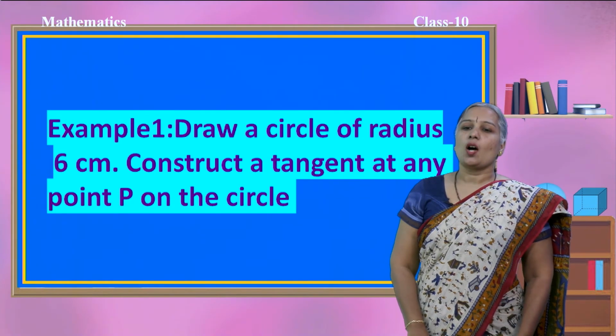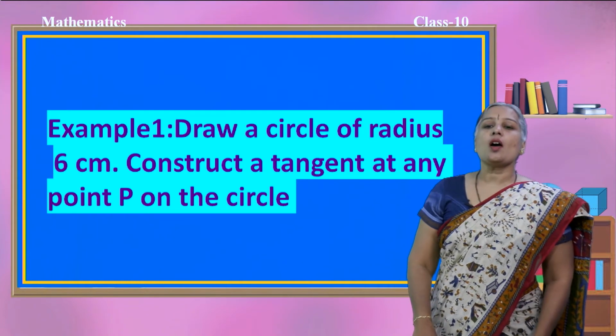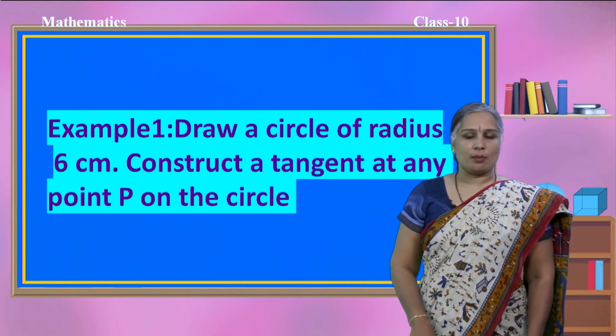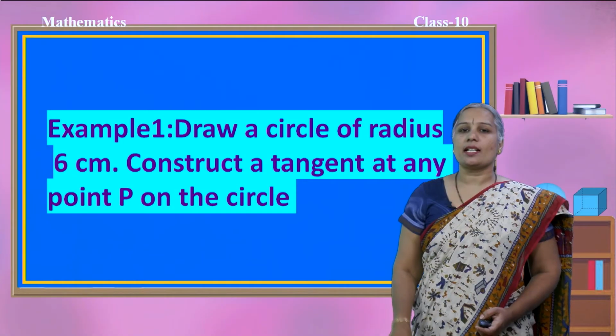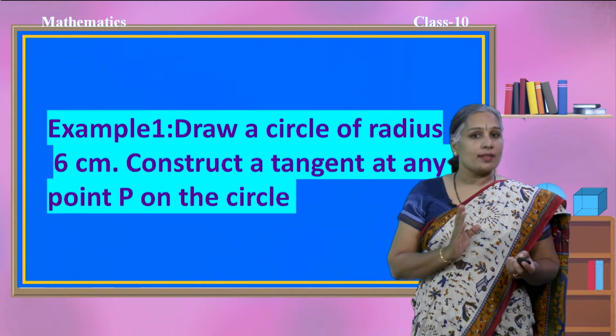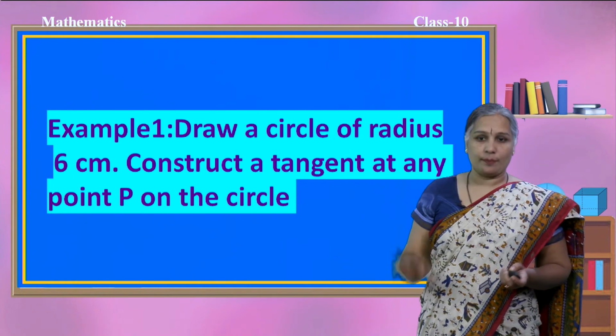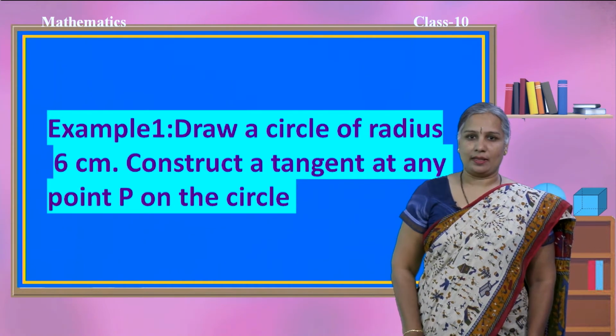Let us see how to create this tangent to a circle. Draw a circle of radius 6 cm. It means you have to draw a circle of radius 6 cm. Construct a tangent at any point on the circle. It means you can consider any point on the circle, create a tangent at that point. So let us see how to do this example.